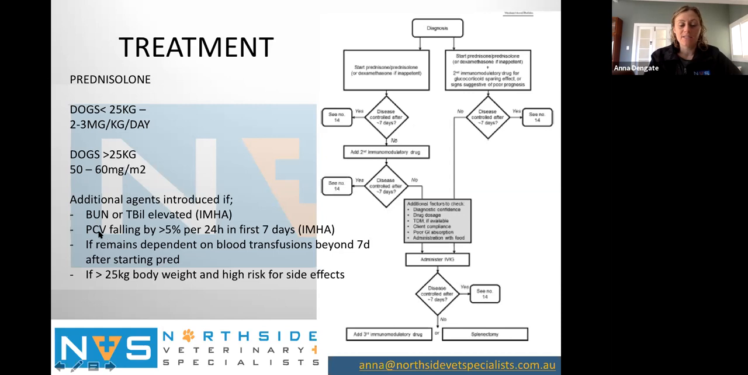If the PCV is falling by greater than 5% per 24 hours in the first 7 days, they recommend introducing another agent. If the patient remains dependent on blood transfusions beyond 7 days after starting PRED, and I probably do 5 days, and I know Dave does closer to 3. So everyone's got their own comfort zone with that, but the ACVIM recommendation is 7 days after starting PRED. And if they're greater than 25 kilos in body weight, I usually start a second agent, and the ACVIM recommendations are to start a second agent because the risk of PRED side effects is so high that they'll be pretty unwell because of the PRED on its own.